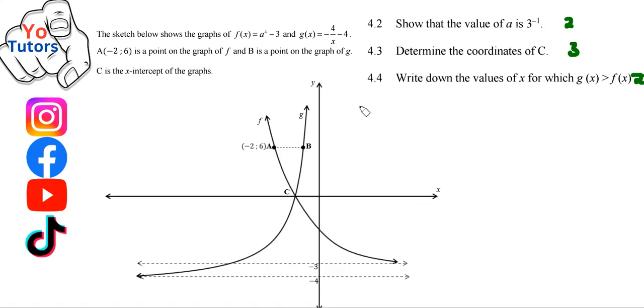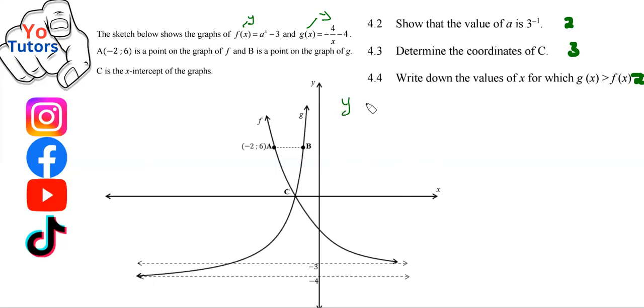Then the second question, 4.2, is saying show that the value of a is 3 to the power -1. Where do we see a? We see a on the graph. And remember, your f of x is also your y, and g of x is also y. So don't be surprised when I'm using y on some of these questions.